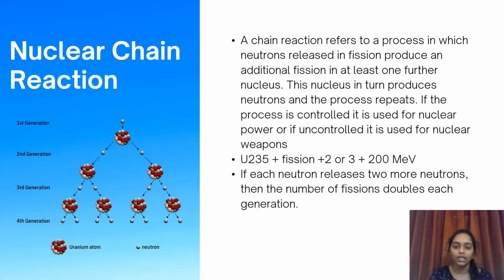Nuclear chain reaction. A chain reaction refers to a process in which neutrons released in fission produce an additional fission in at least one further nucleus. This nucleus in turn produces neutrons and the process repeats. If the process is controlled, it is used for nuclear power, or if it is uncontrolled, it is used for nuclear weapons. If each neutron releases two more such neutrons, then the number of fissions doubles in each generation.